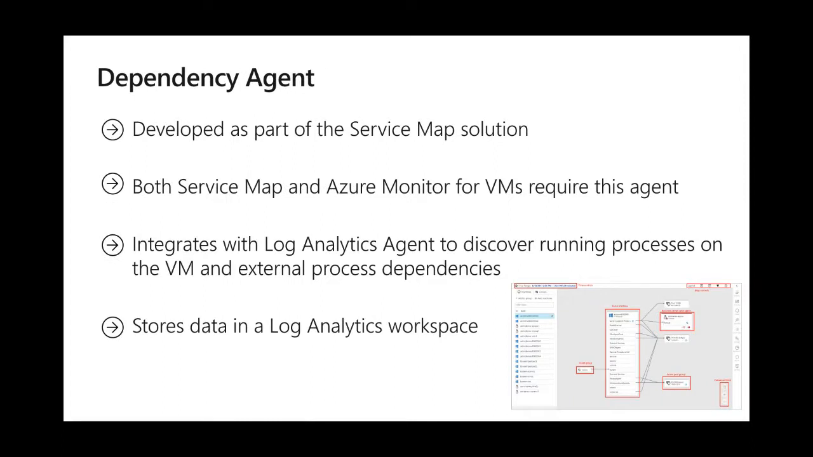The last one is the Dependency Agent. If you are familiar with Service Map, that is developed as a part of that solution. So you need to install the agent to be able to get that overview and dependencies on the VMs. What we are doing is basically collecting discovered data about the processes running on the VMs and the external process dependencies, and based on that, we provide a map to easily see those dependencies.